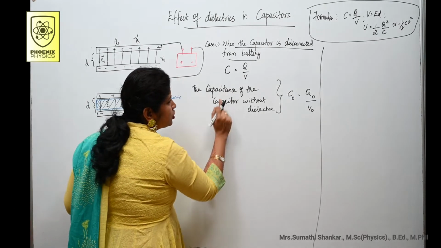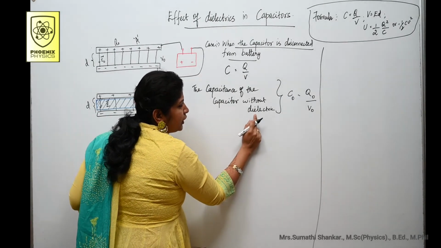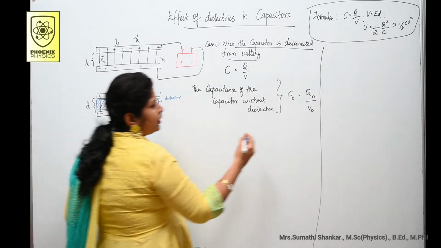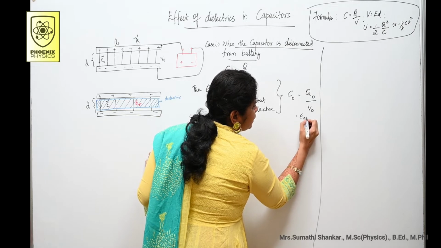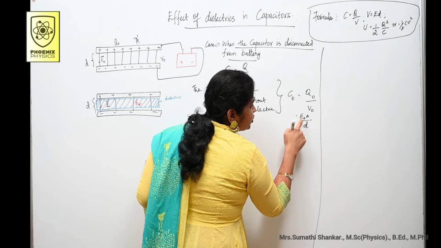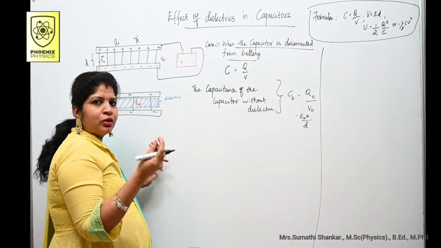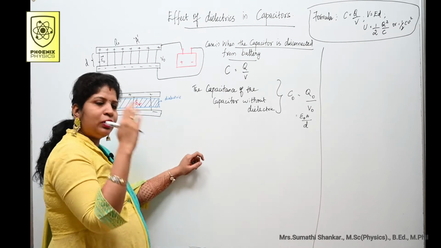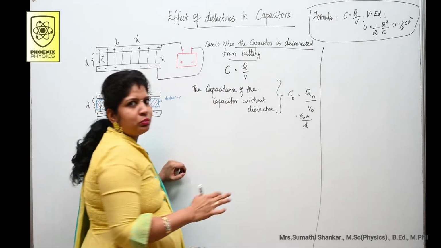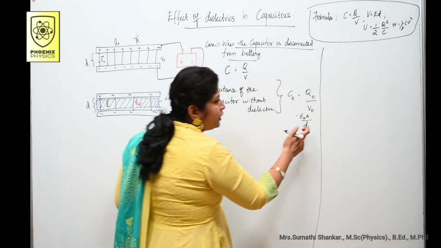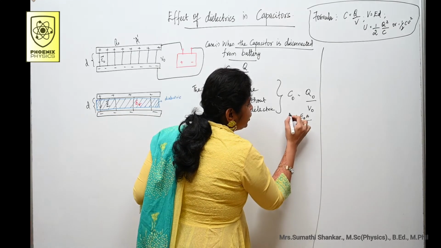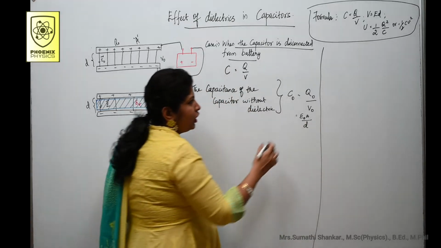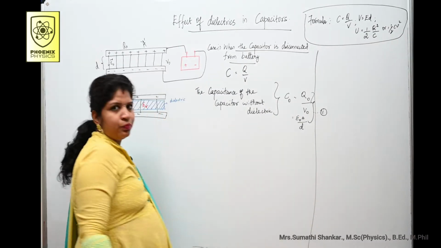So the capacitance of the capacitor without dielectric is C0, that is Q0 by V0, or we can write epsilon naught A by D. What is epsilon naught? Epsilon naught is the permittivity of free space. A is the cross-sectional area of the plate. What is D? The separation between the plates. We have already derived this formula also. So either you can write C0 is equal to Q0 by V0 or epsilon naught A by D. This C0 is our equation 1.